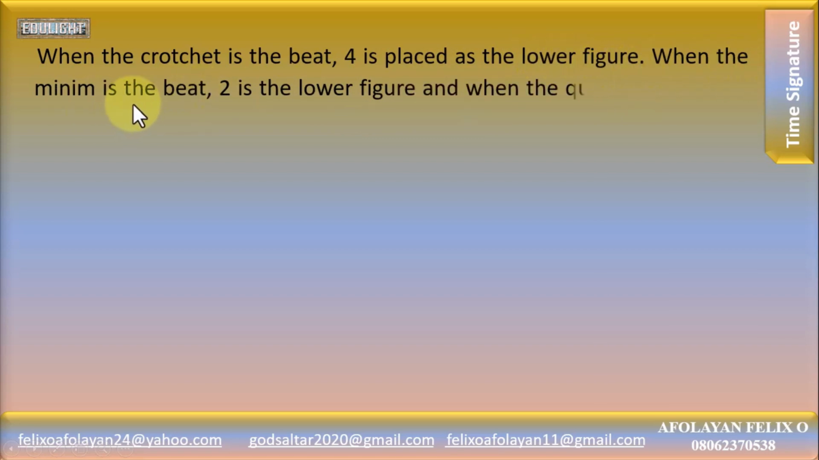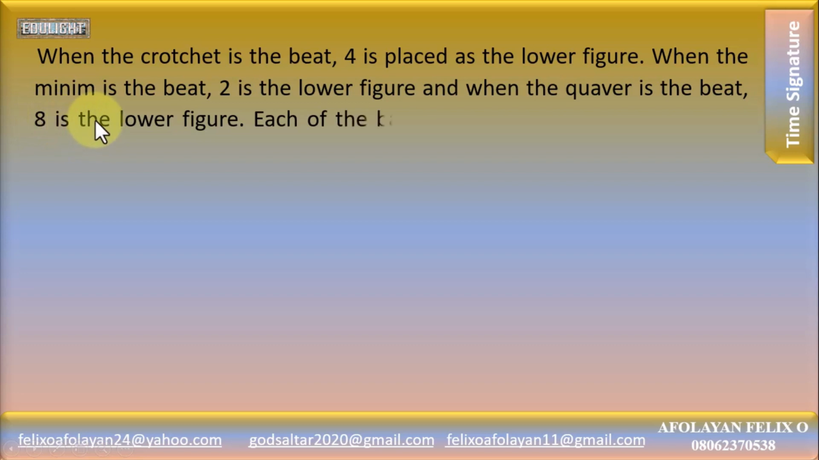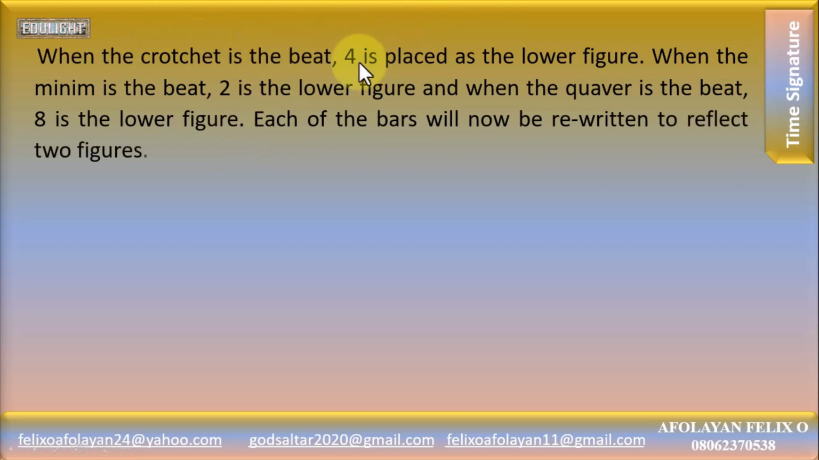When the minim is the beat, 2 is the lower figure. And when the quaver is the beat, 8 is the lower figure. Get that right now. When it's the crochet, 4 is the lower figure. When it's minim, 2 is the lower figure. When it is quaver, 8 is the lower figure.